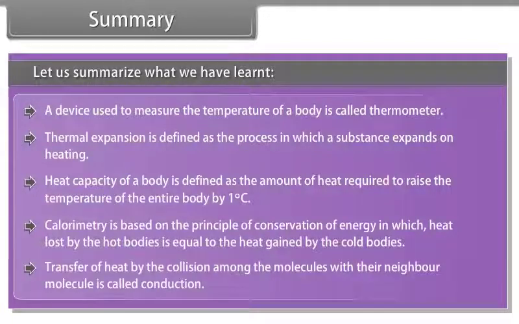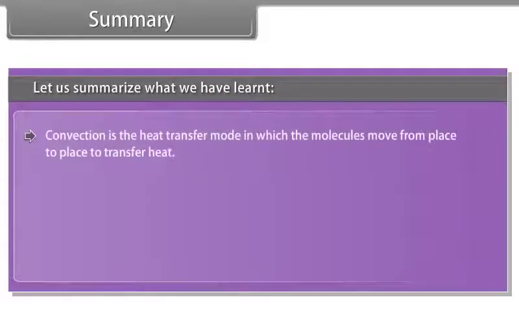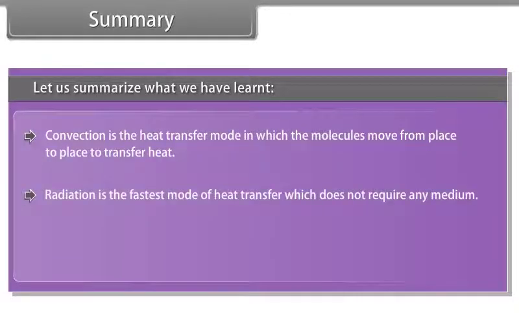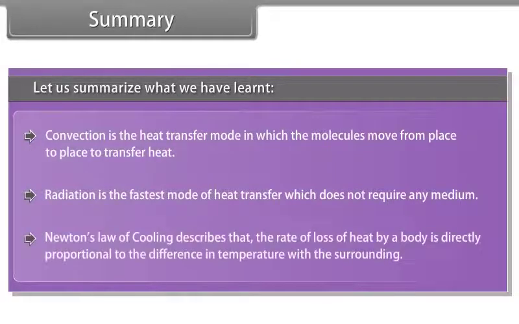Transfer of heat by the collision among the molecules with their neighbor molecules is called conduction. Convection is the heat transfer mode in which the molecules move from place to place to transfer heat. Radiation is the fastest mode of heat transfer, which does not require any medium. Newton's law of cooling describes that the rate of loss of heat by a body is directly proportional to the difference in temperature with the surrounding.